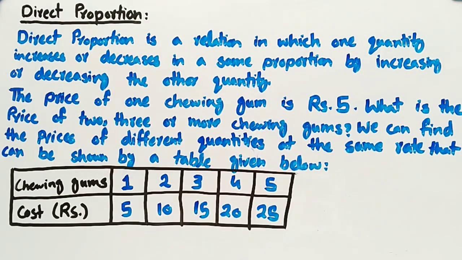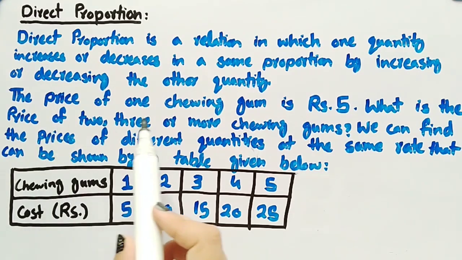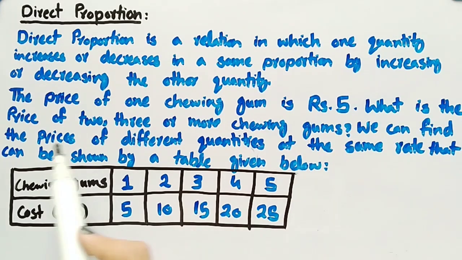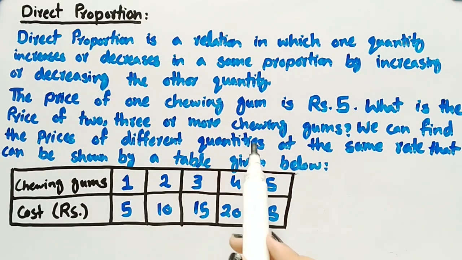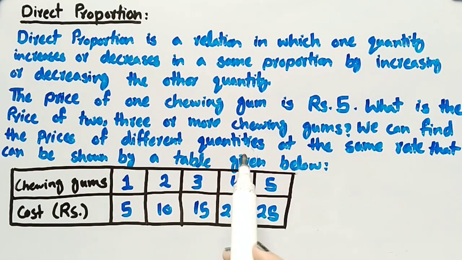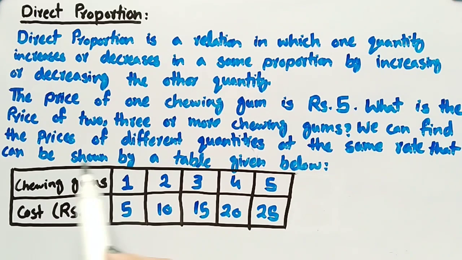To understand what is direct proportion, let's consider that the price of one chewing gum is 5 rupees. What is the price of 2, 3 or more chewing gums? We can find the prices of different quantities at the same rate, that can be shown by a table given below.